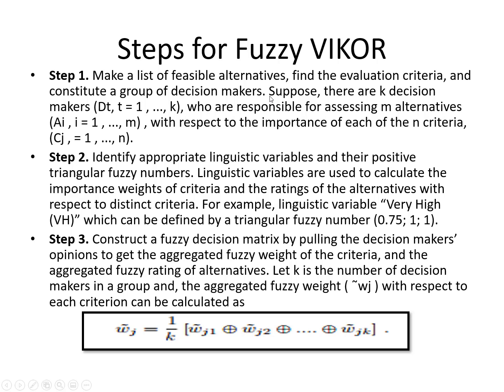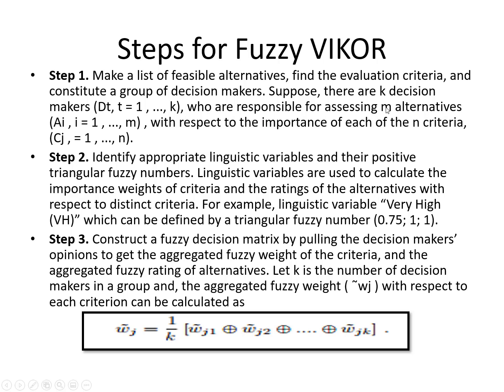Definitely you need to conduct a survey from the expert opinion. What is the opinion of the experts? What do experts say about a specific criterion and a specific alternative? Suppose there are k decision makers. Let's suppose you want to get a survey from 5 decision makers who are responsible for assessing M alternatives.